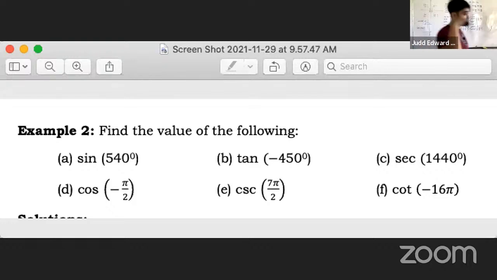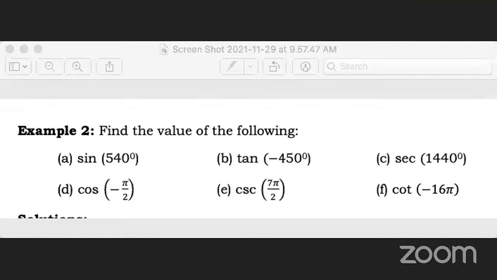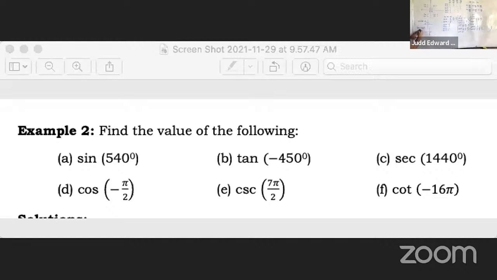Kung nandyan siya, meron po bang tangent dyan? Could you please just try to use your calculator kung merong tangent doon? Anong sabi natin sa tangent na nandun po? Meron po bang tangent doon? Recall? Sir, wala po. Okay, because tangent, sabi natin kanina, anong lumabas sa calculator nyo must be math error or syntax error because tangent for that one is undefined. Are we clear? Yes, sir.